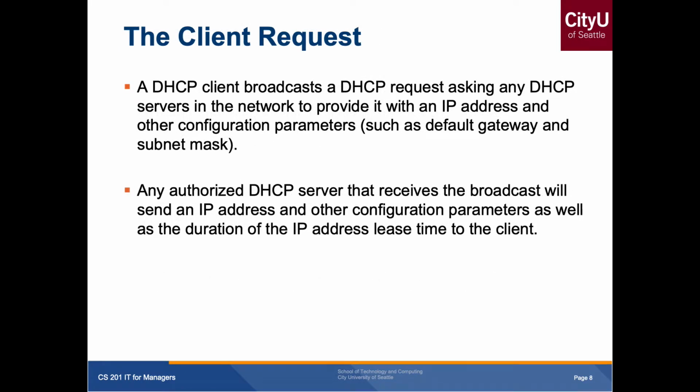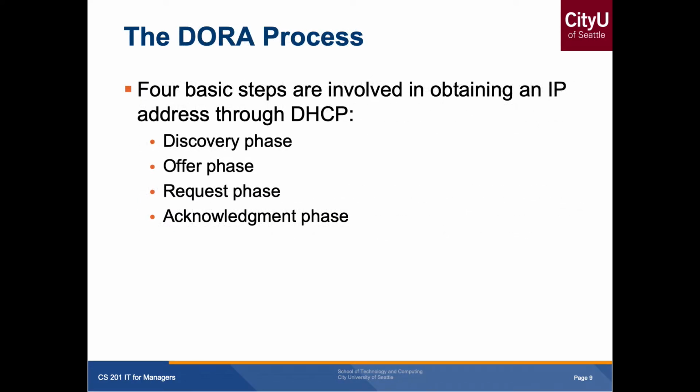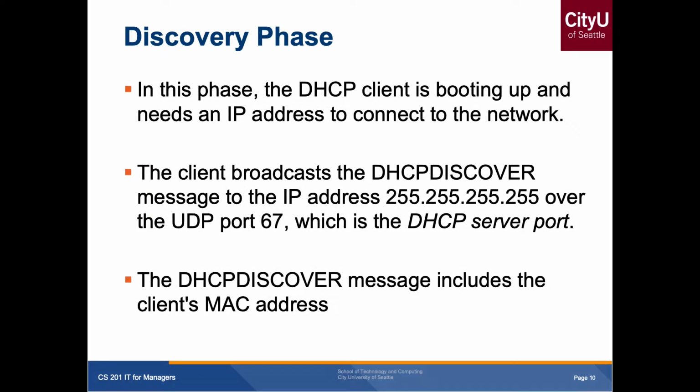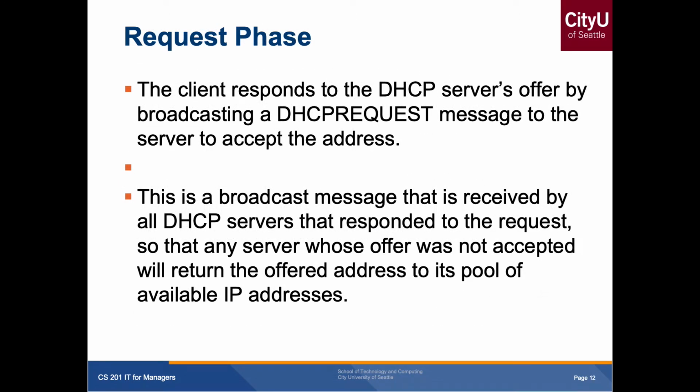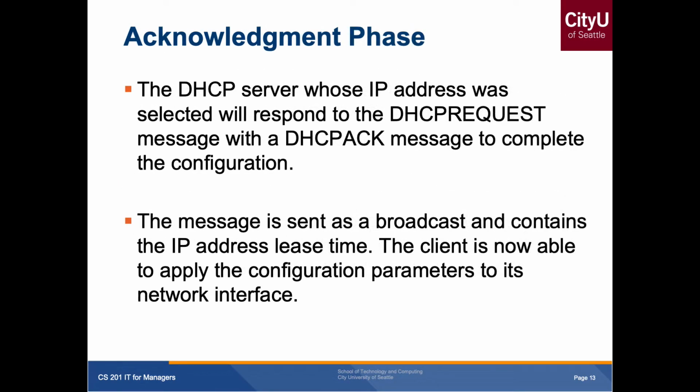A client broadcasts a DHCP request asking any DHCP server to provide an IP address. The authorized server will receive the broadcast and then send an IP. We have these basic steps: discovery, offer, request, acknowledgement. We can explain all of these through the graph, and you can just read this up.